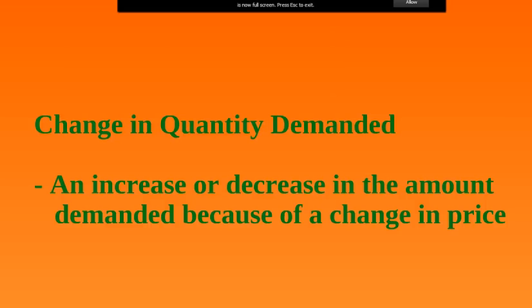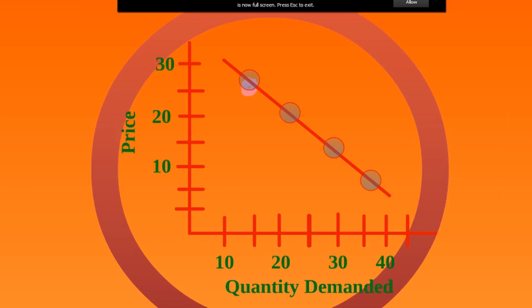And then within demand, we have change in quantity demanded, which is an increase or decrease in the amount demanded because of a change in price. This is something that we see along a demand curve. On our graph, the quantity is on the x-axis and the price is on the y-axis, and you can see that as the price goes down, the quantity demanded increases.